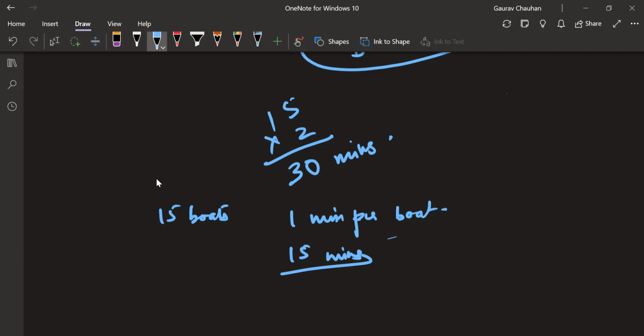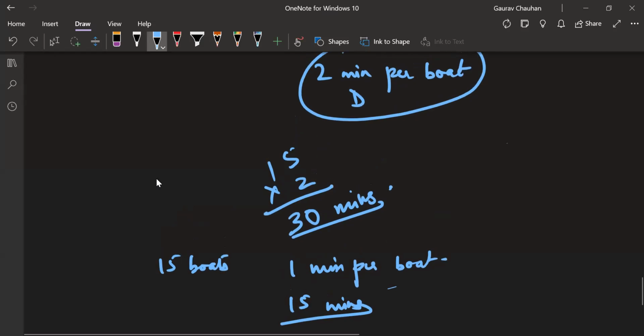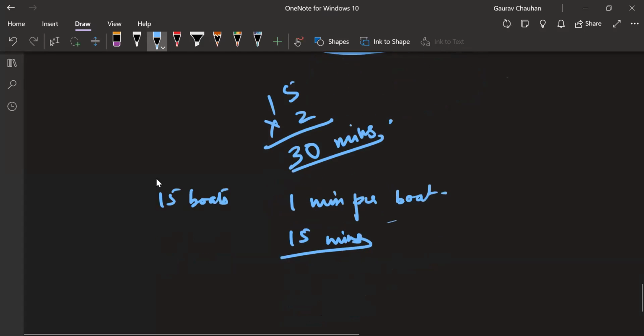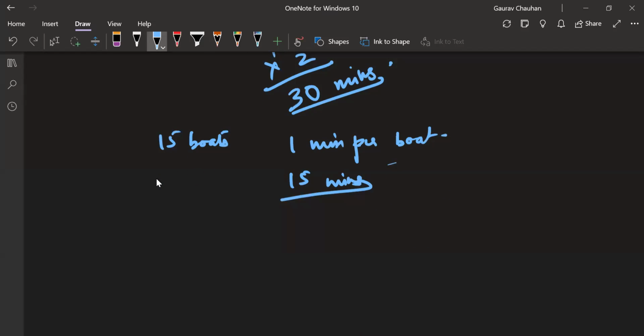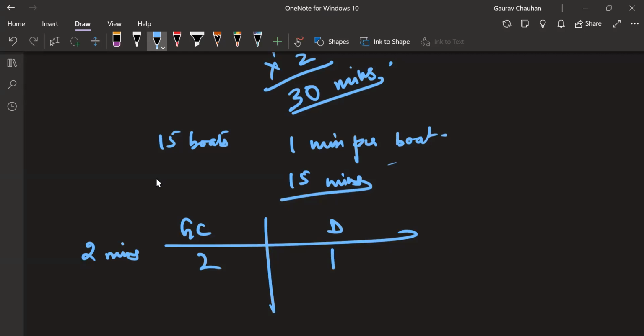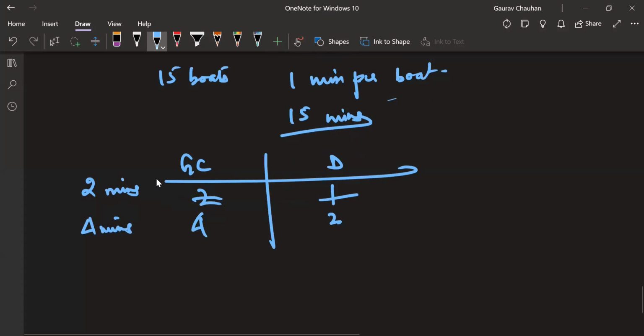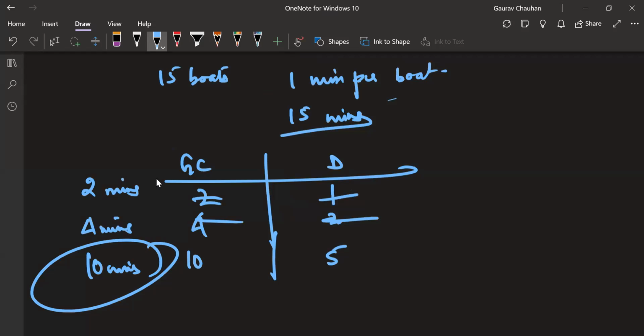But we were working together. How much time did we take? You remember? When we were working together, in 2 minutes, I have made 2 boats. Dikshit has made 1 boat. In 4 minutes, I have finished 4 boats. Dikshit has finished 2 boats. So in 10 minutes, I have finished 10 boats and Dikshit has finished 5 boats. So in 10 minutes, we would have made totally 15 boats. Are you getting this?